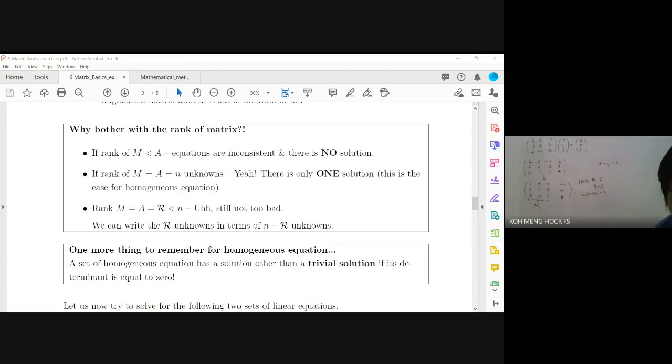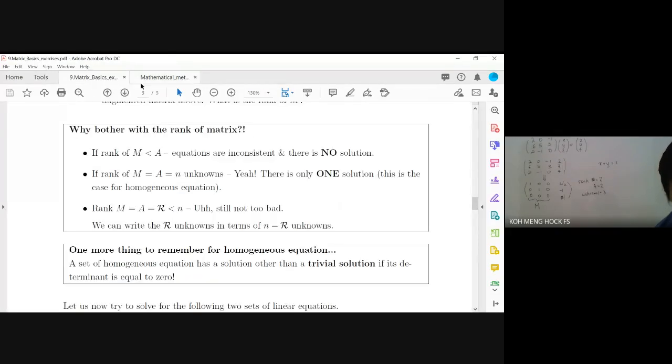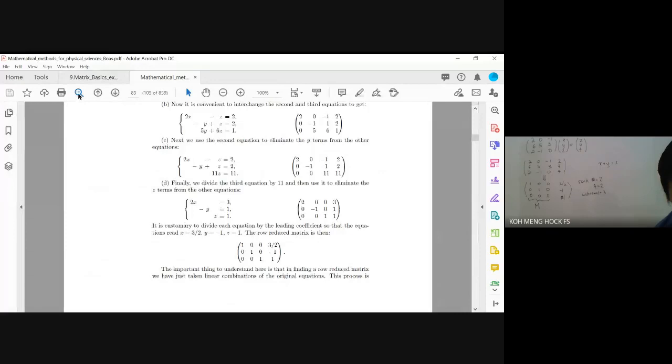Let's see. So the answer here is in this PDF in the Boas book. You can try it on your own. It's fun to do, although it's very tedious.